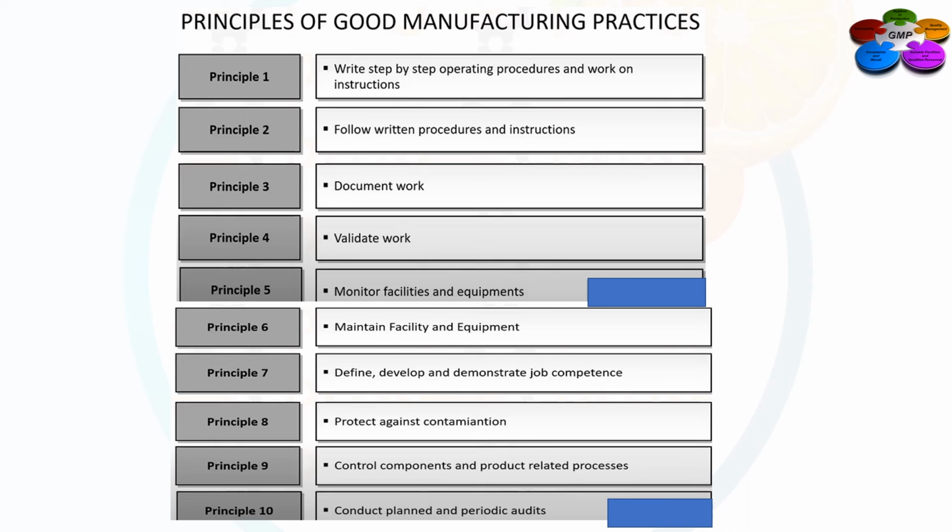And here are the principles of good manufacturing practices. The first is that standard operating procedures are to be followed. Then written procedures, followed by documentation, whether the documentation is done well. Then they validate the work which is done, and also monitor the facilities and equipment. Maintain the facilities which are given, maintain the equipment quality. Then job competence, and 8th we can see protection against contamination, and 9th is control components, which we can correlate with the CCP, and next is you should always conduct an audit periodically.